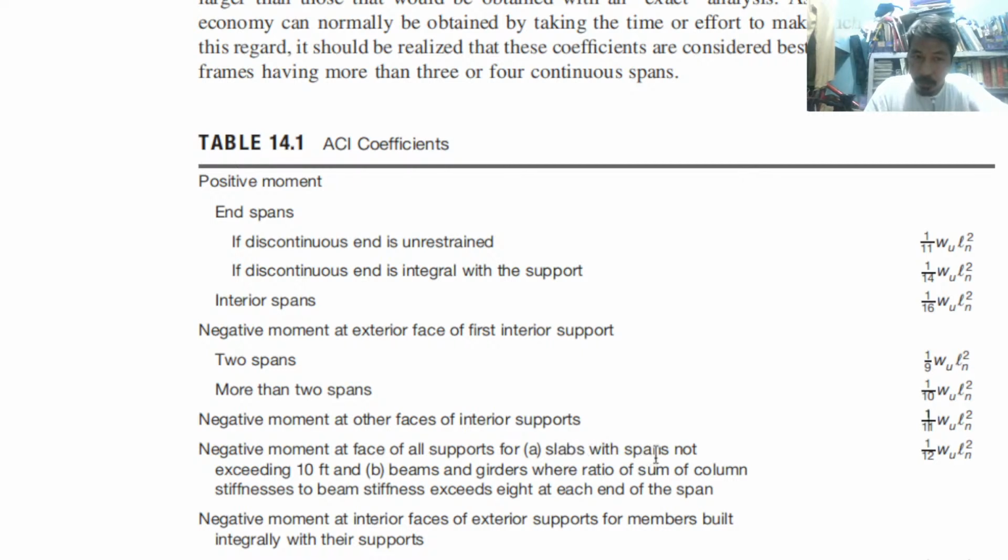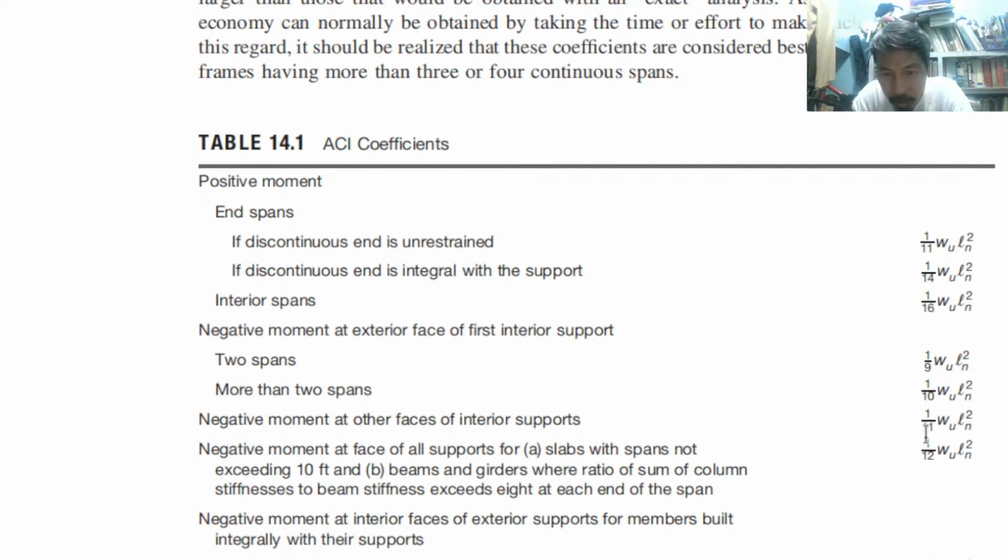For slab, it must be a 3 meter span. For beams and girders, the ratio must not exceed 8. Ratio of what? Stiffness. So we are calculating stiffness from our theory of structure. So compare the stiffness ratio, column stiffness to beam stiffness, it must not exceed 8 at its end of the span.